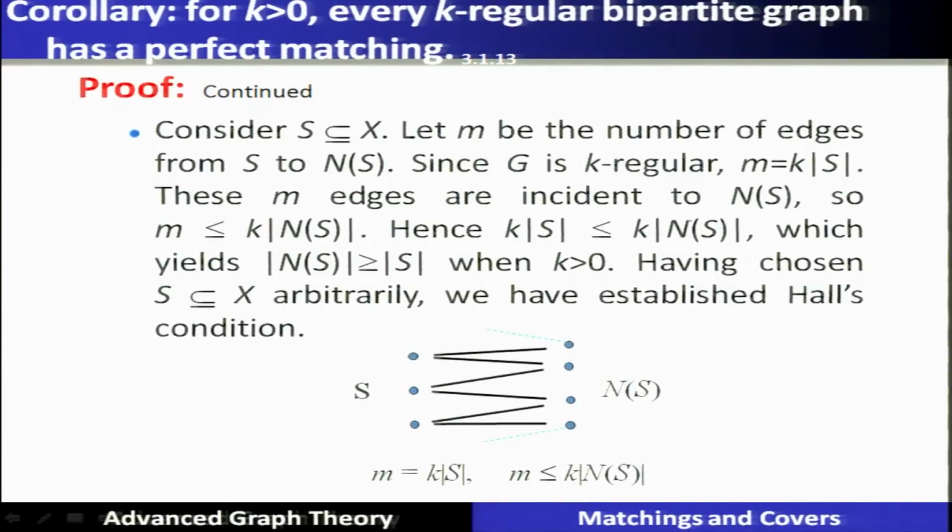S is a subset of X, and M is the number of edges from S to the neighborhood of S. Since G is k-regular, M is equal to k times |S|. These M edges are incident to the neighborhood of S. So, M is at most k times the size of the neighborhood of S. That is the validity of Hall's condition.